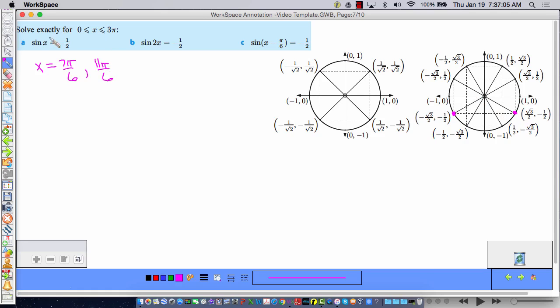Now, let me just stop for a second. When they say exactly, they mean don't put this in your calculator and give a decimal approximation. This is an exact answer, okay? So we're going between 0 and 3 pi. So if I travel 2 pi units around here, starting from 7 pi over 6, 7 pi over 6 plus 12 pi over 6 is 19 pi over 6. Okay, but 19 pi over 6 is greater than 3 pi. So that's out. And so I know the multiple of this is also out because that would certainly be greater than 3 pi.